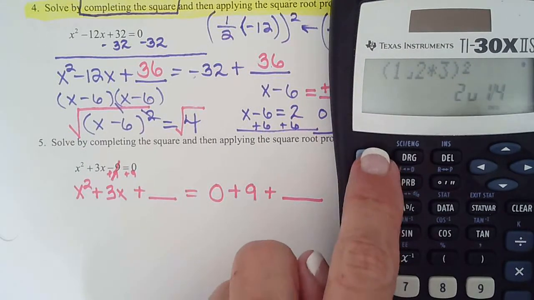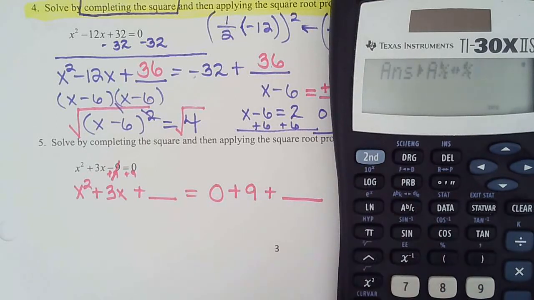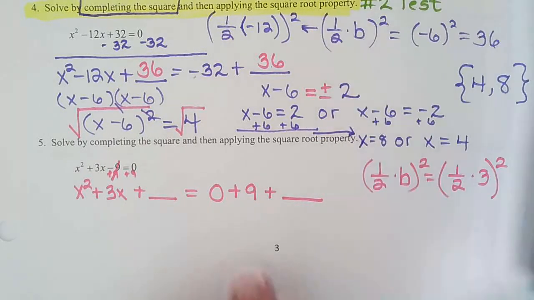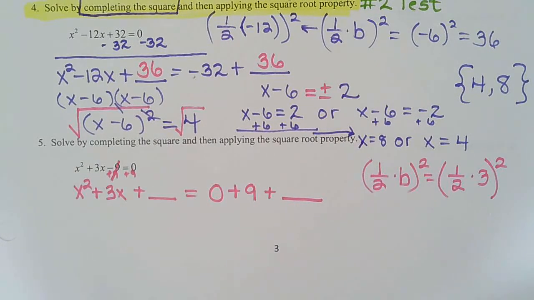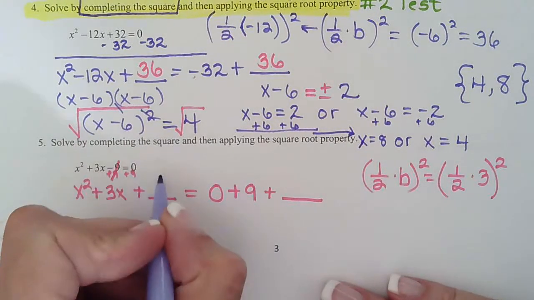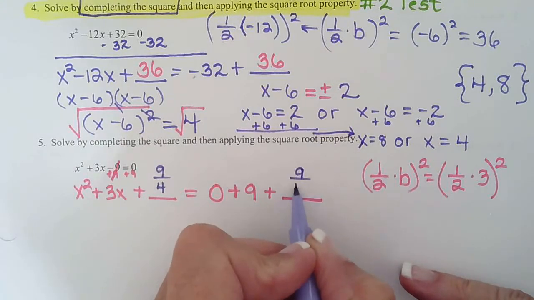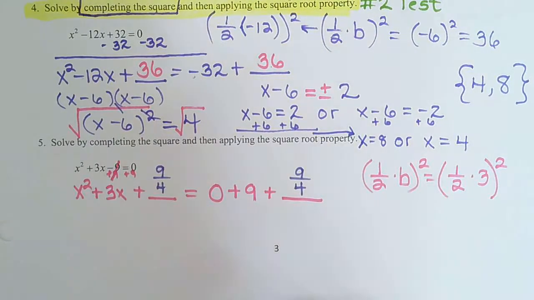So we do second fraction key, and that changes it to improper, 9/4. So that's the number we're going to add to both sides. 9/4 over here and 9/4 over here. Remember, whatever you do to the left side, you have to do the exact same thing to the right side.